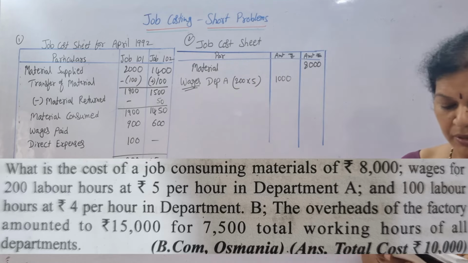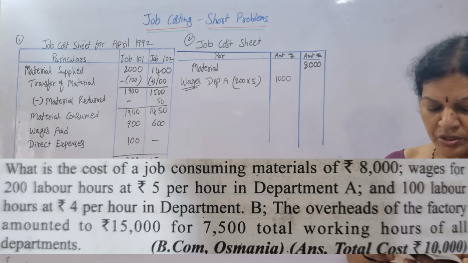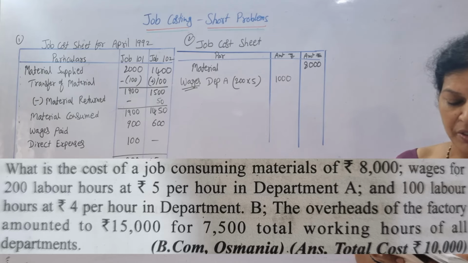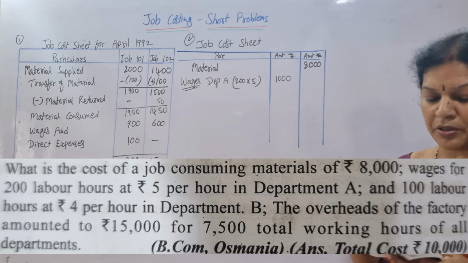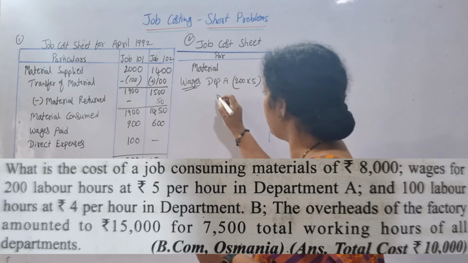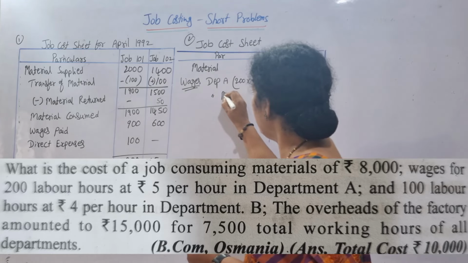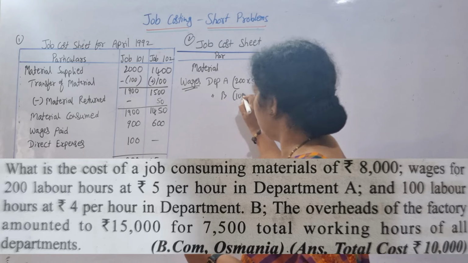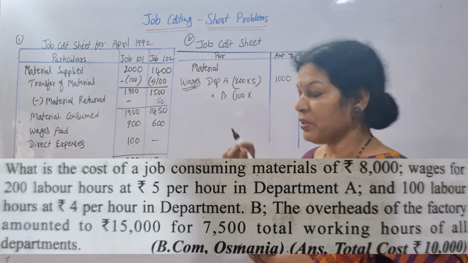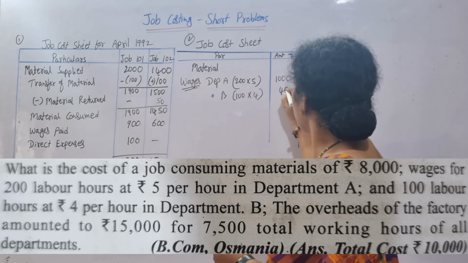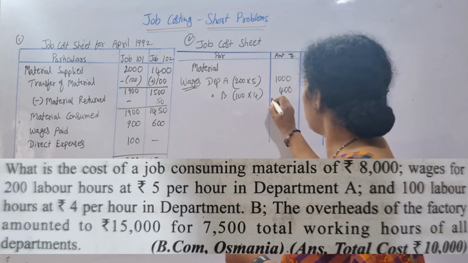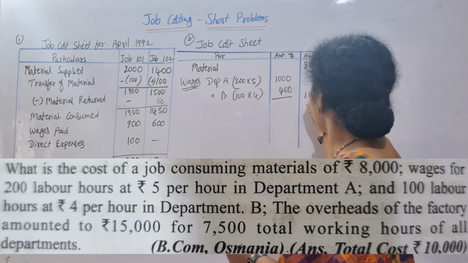And in the same way, 100 labor hours at the rate of 4 rupees per hour for department B. Each labor hour is 4 rupees, which comes to 400. So the wages are 1,400.